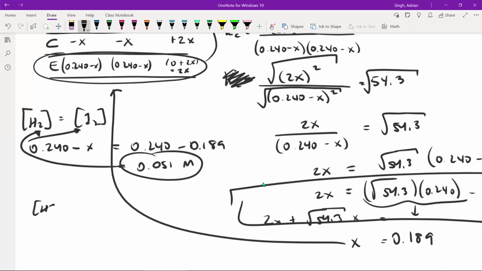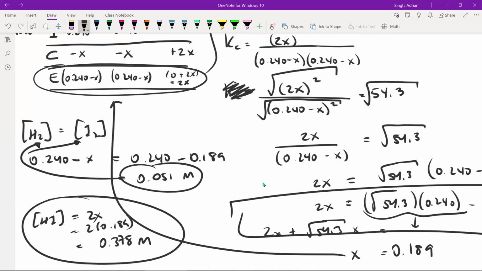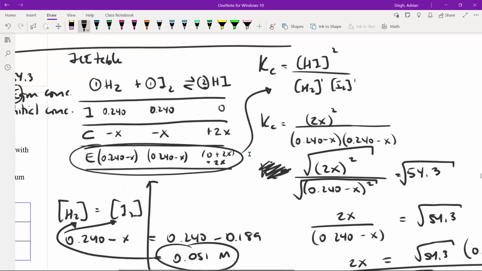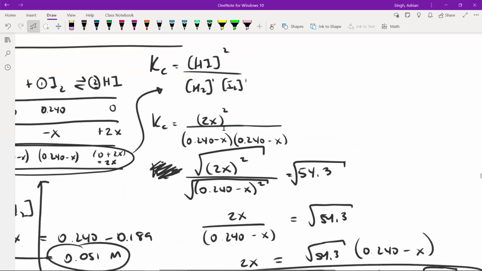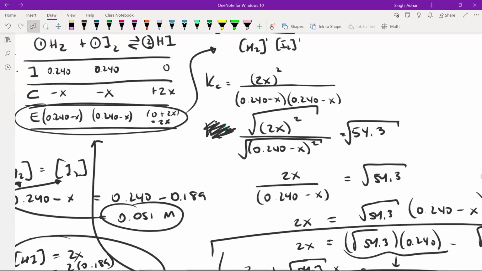The concentration of HI at equilibrium is equal to 2x. So 2 times 0.189, and that would be equal to 0.378 molar. Again, we're doing a little bit of algebra here, and understanding what equilibrium is and setting up your ICE table is really the only chemistry part of it. Everything else is math that we're doing. We're solving for x in this and also in the previous examples that we've looked at.